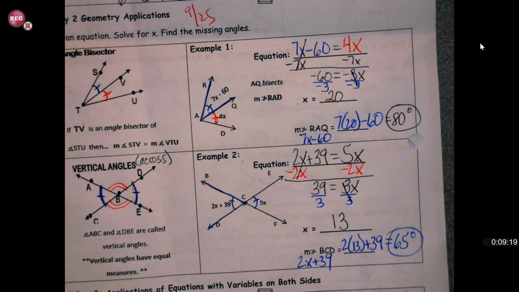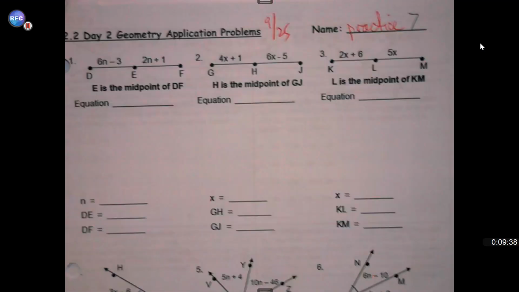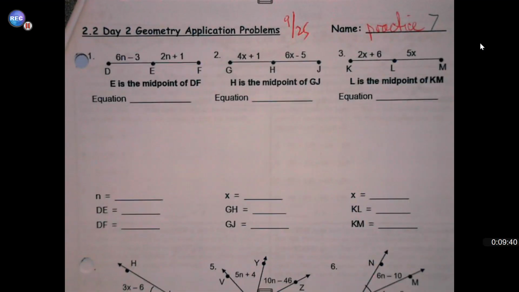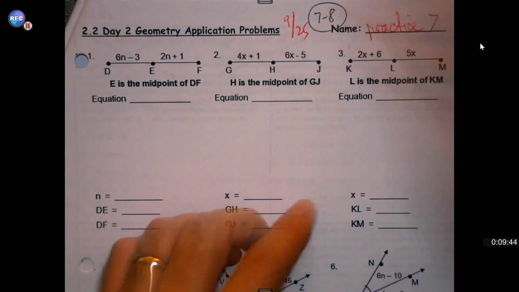Those are the two types that we're going to be looking at today. Now, there are going to be a couple of twists and turns along the way, just like there always is with anything. So, keep this handy. We're going to be referring back to it here in a moment. We're going to head over to the practice on pages 7 and 8. We're going to be doing 7 and 8 today.